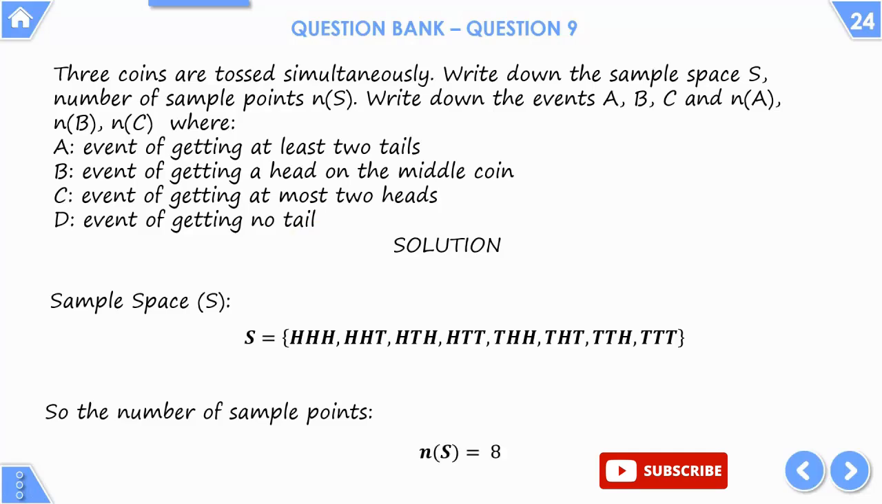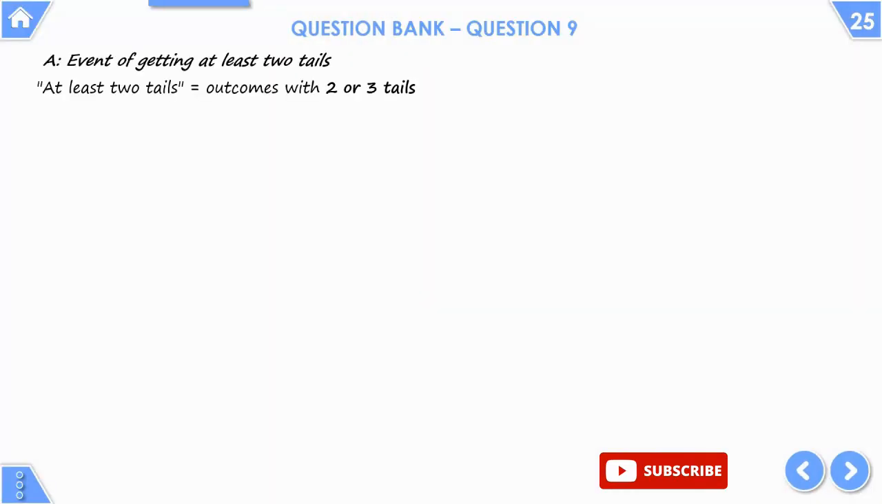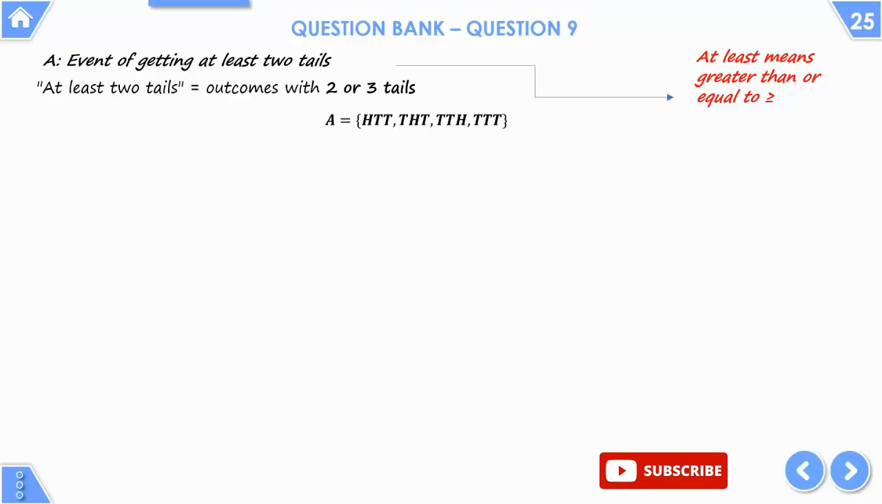So solution: these are the sample points of tossing 3 coins simultaneously. So the number of sample points n(S) is equal to 8, right? We counted this and we have 8. Now let's move on to the event of getting at least 2 tails. I told you earlier that at least means greater than or equal to. So at least 2 tails is 2 or more, it can be 2 tails or 3 tails, right? And that is what we have here, and n(A) is equal to 4.